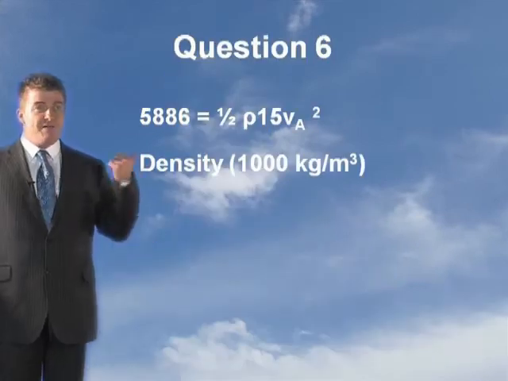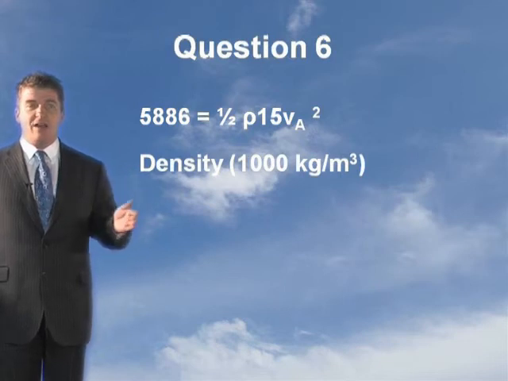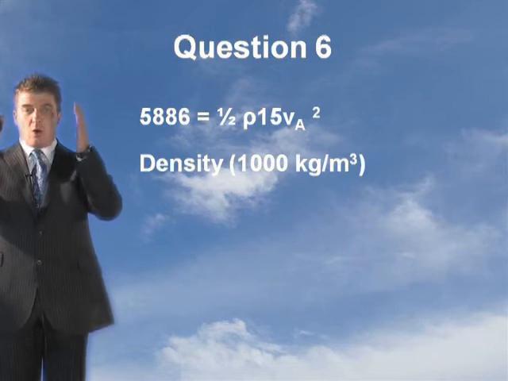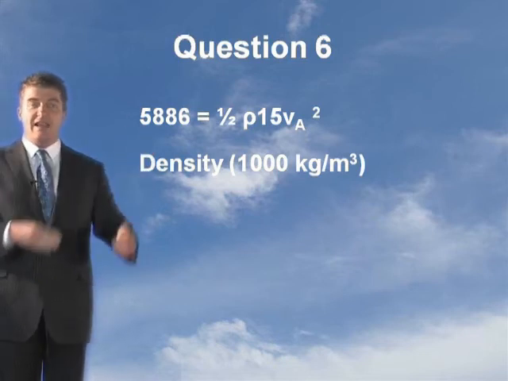So now we've got half rho VA squared on one side and 16 of these on the other side. What do you do to get rid of them on one side? Well, you take away half rho VA squared from both sides. Transposing gives you this. 5886 equals half rho 15 VA squared. Now you've got one answer equals 5886.